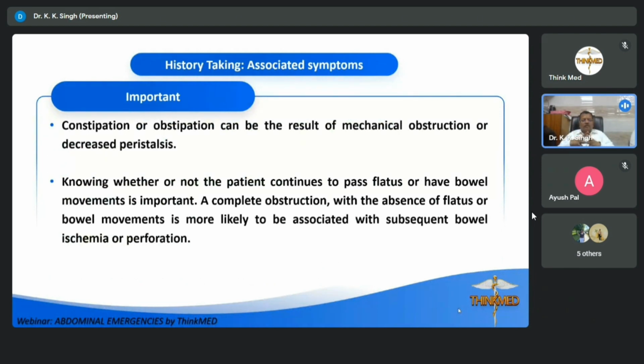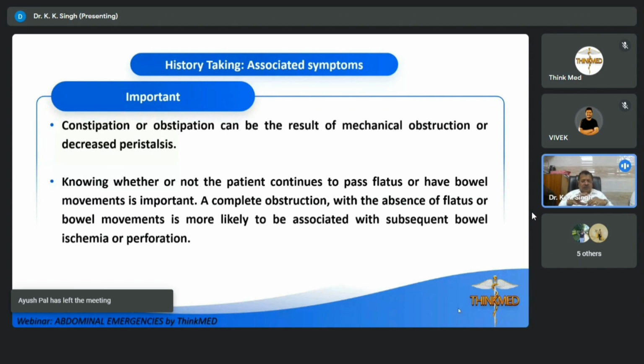Associated symptoms, constipation. I told you, if there is absolute constipation, then no bowel will pass, no stool will be passed, no flatus will be passed. Whereas in relative obstruction, patient will say he's passing flatus. Then you must understand that this is not a case of complete obstruction. This is important. Why? Because if patient has complete obstruction, then the chances of surgical intervention are much more. Whereas if the obstruction is not complete, then there are chances that conservative trial will succeed.